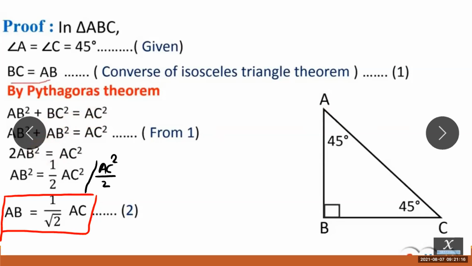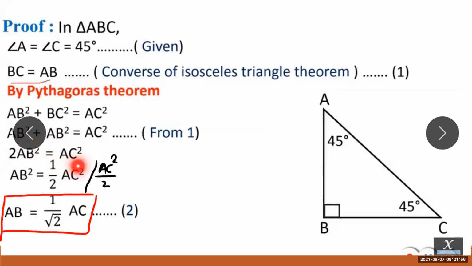Now as we know, AB and BC both are of equal measurement. I can replace this BC with AB. I can write AB instead of BC because both are of equal length. So I replaced BC with AB here. Now see, AB square plus AB square equal to AC square. As they are the same terms, we can add them: AB square plus AB square, that is 2AB square equal to AC square.